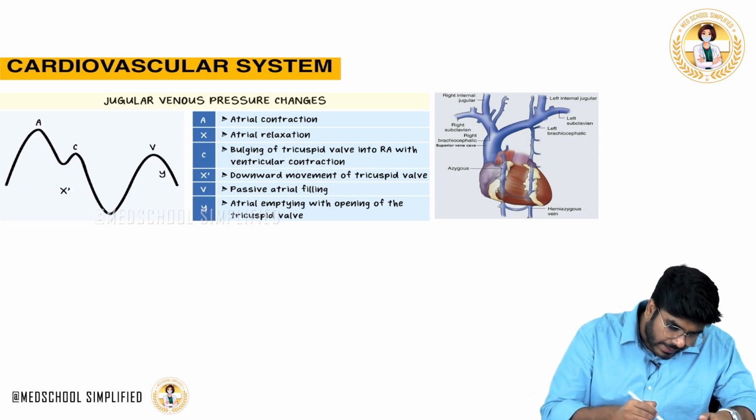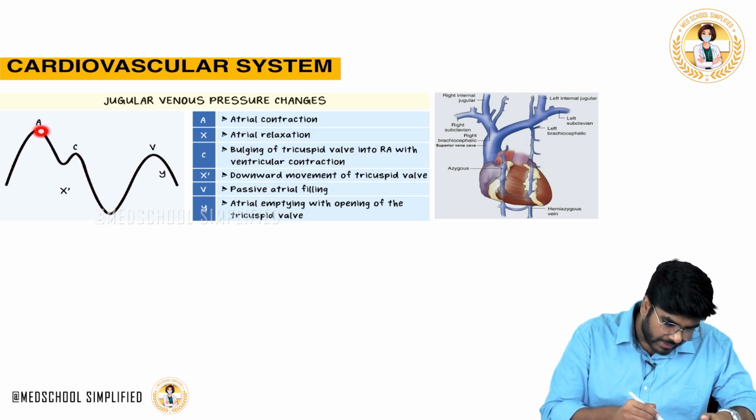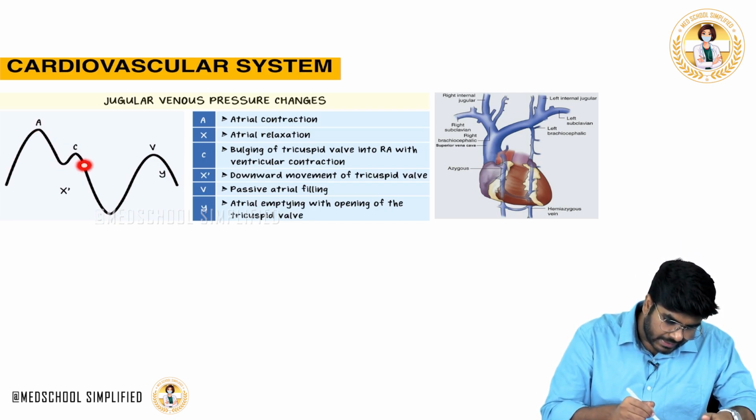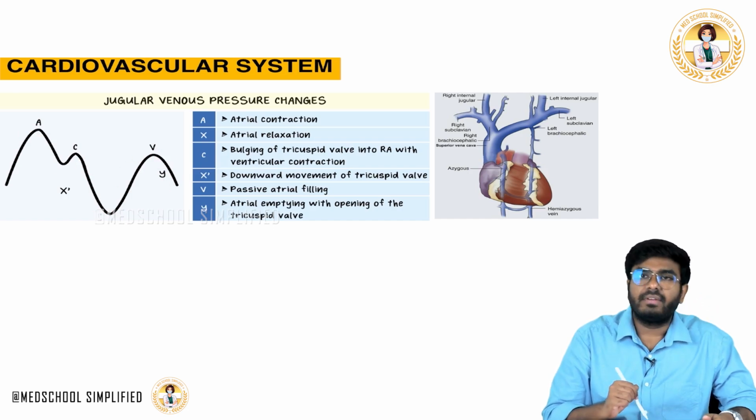So what are these waves, sir? A, C, X, V and Y waves. This is the A wave, which is a positive wave. A wave, C wave, X wave, V wave and Y wave.